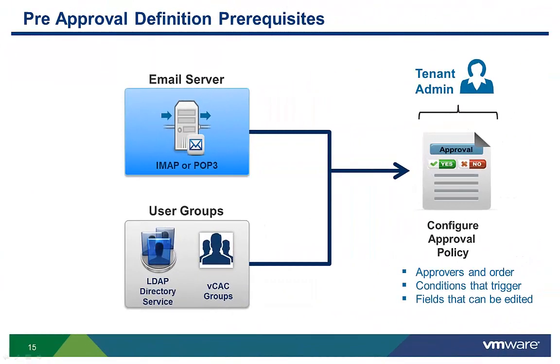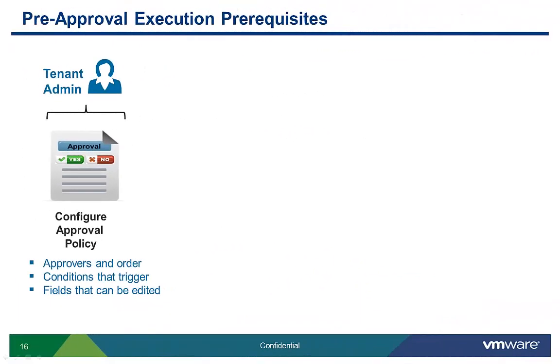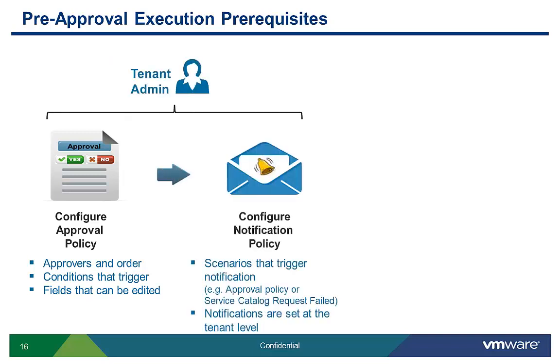Now that you have completed these prerequisites, you're all set to start configuring approval policies. However, configuring approval policies is covered in another video. Once you have configured your approval policies and associated them with entitlements, there are still a few steps that you'll need to complete before approvers will actually receive the approval notifications. The next step is to configure the notification policy.